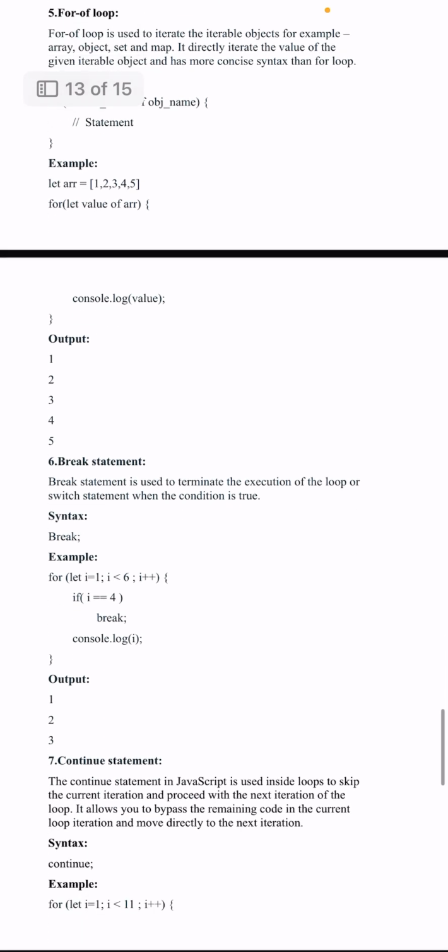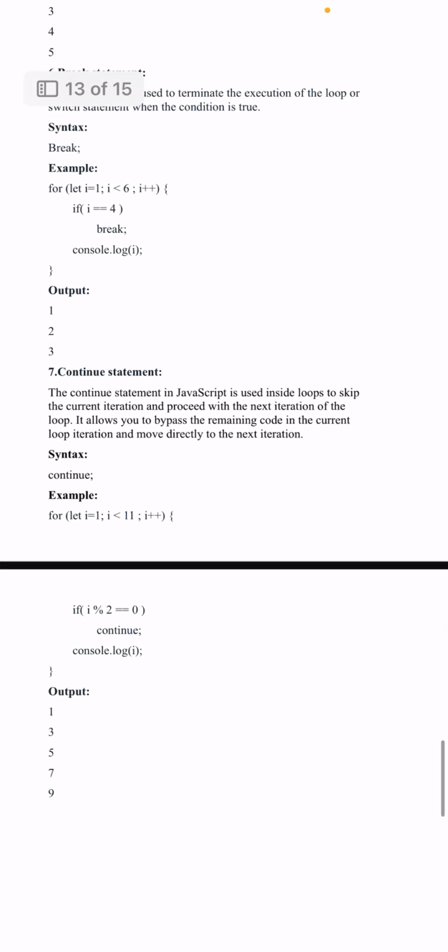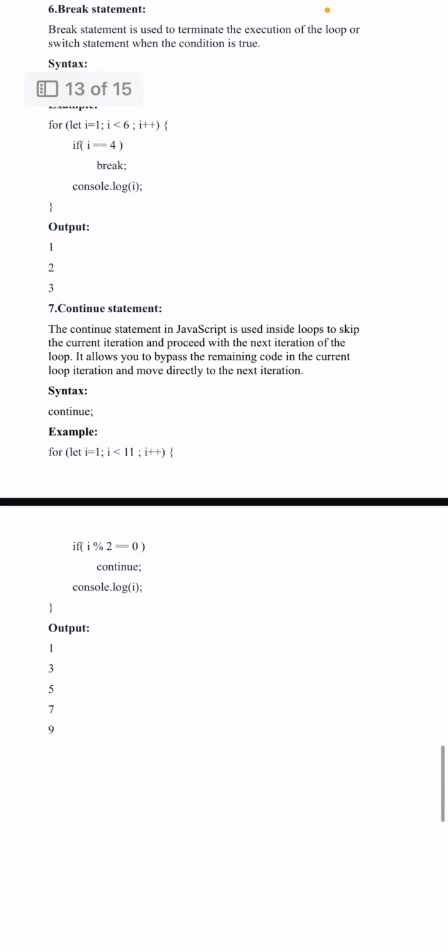Break statement. Break statement is used to terminate the execution of the loop or switch statement when the condition is true. Continue statement. The continue statement in JavaScript is used inside loops to skip the current iteration and proceed with the next iteration of the loop. It allows you to bypass the remaining code in the current loop iteration and move directly to the next iteration.